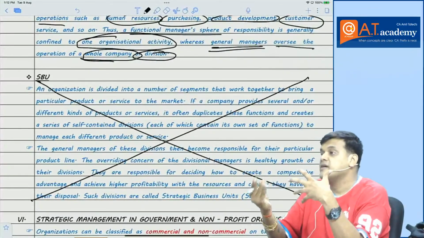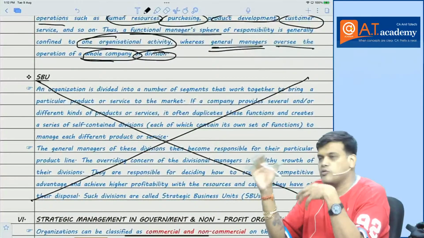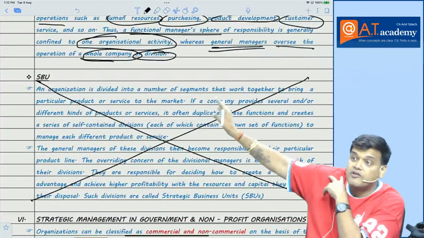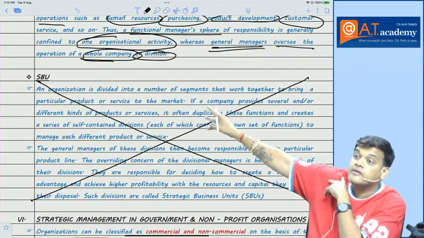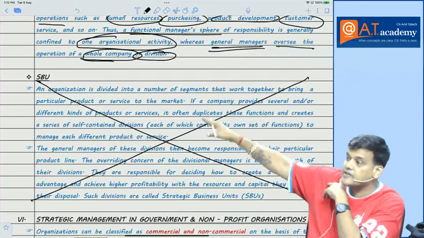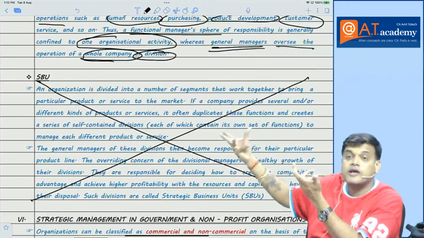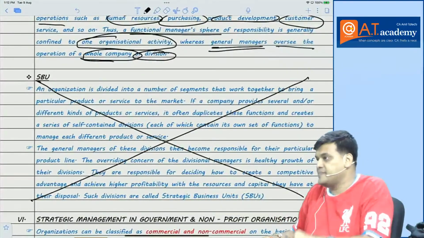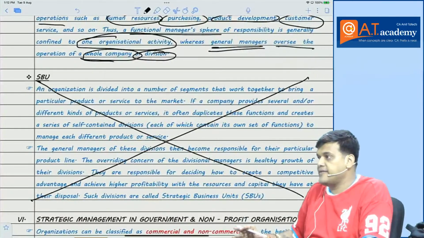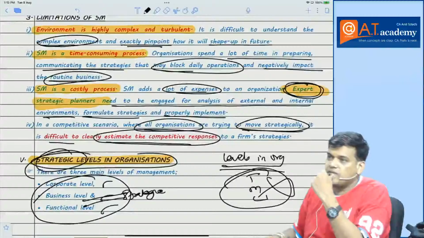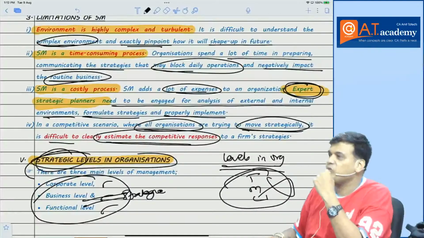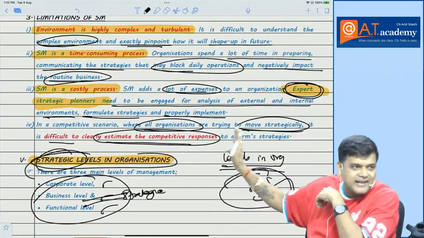But how will you define whether this is an SBU or not? This will be discussed in chapter 2, and this need not be written. If I ask you the three strategic levels in an organization, corporate, business and functional, SBU will not come. Why will SBU not come? Because SBU means business level, it is its naming convention. Is that point clear? Now it will not come, but for clarity, now you are clear.